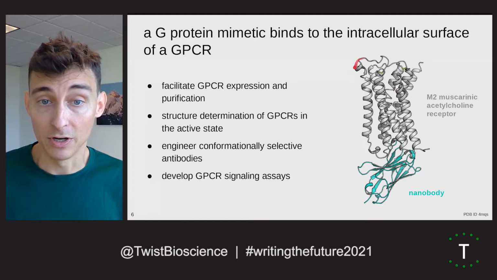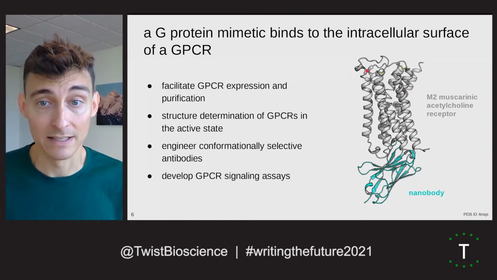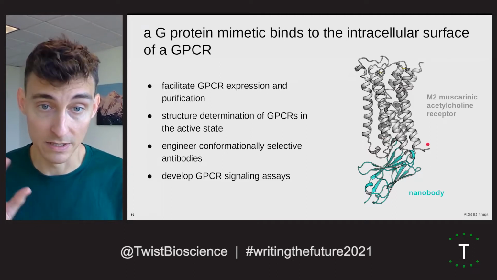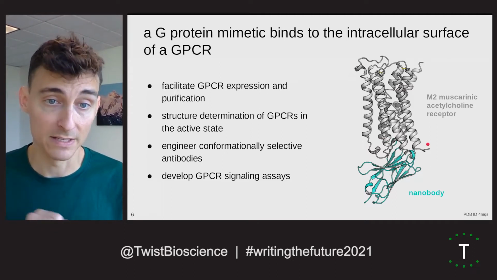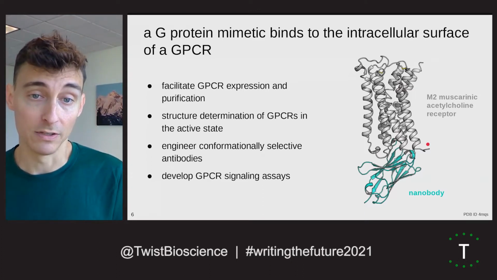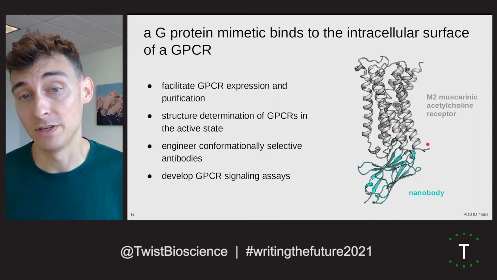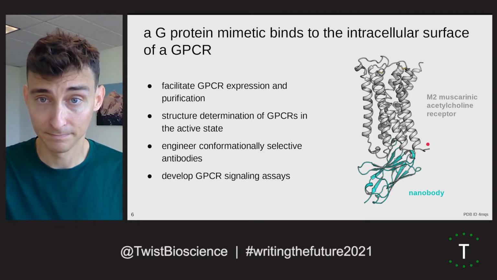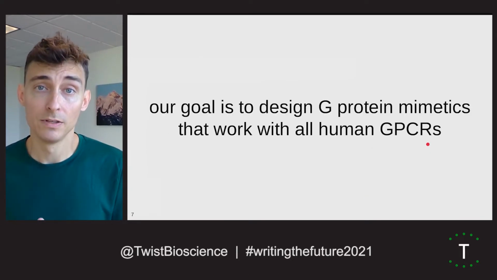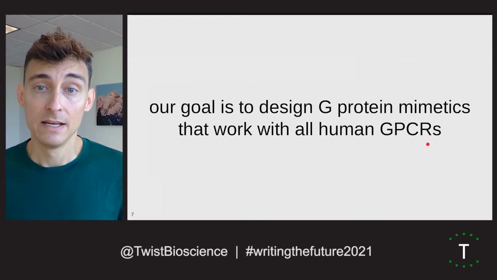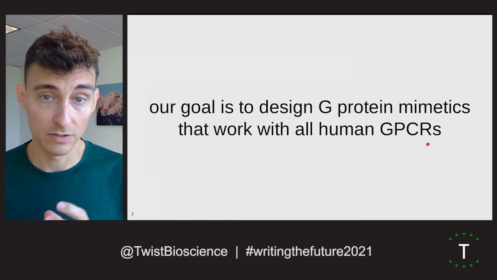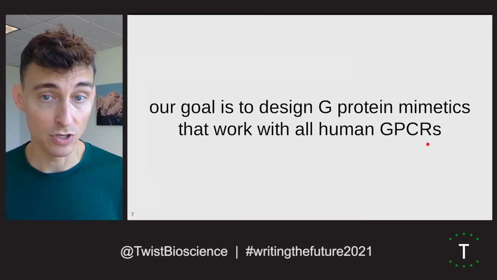And finally, you can also develop novel GPCR signaling assays if you've got proteins that can bind and recognize the intracellular surface and distinguish between conformations there. This has applications in both development of novel GPCR ligands, as well as trying to leverage GPCRs for synthetic biology. So our goal in this project is to design G protein mimetics that work with all human GPCRs, not a GPCR, but sort of a pan GPCR solution.